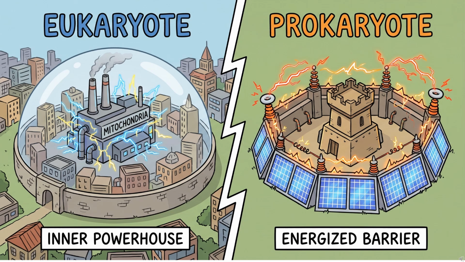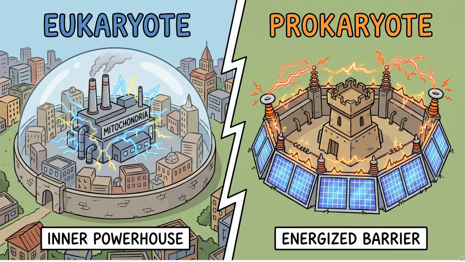Because eukaryotic cells are massive, complex cities, they don't run this dangerous, high-voltage electrical grid on their outer border. Instead, they delegated this job to internal, membrane-bound power plants called mitochondria. The eukaryotic outer plasma membrane is a peaceful zone. It is strictly used for cell signaling, letting nutrients in, and sending waste out.